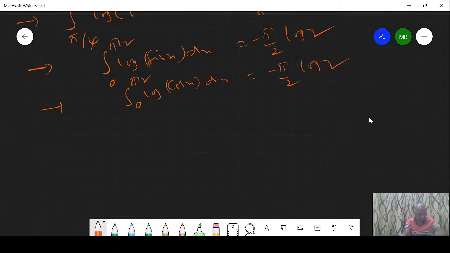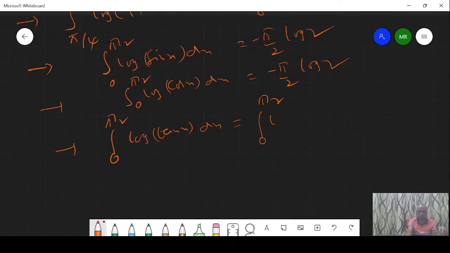Now, after writing this, we can also write the integral from 0 to pi by 2 of log of tan x dx, and the integral from 0 to pi by 2 of log of cot x dx, because they are all standard problems.